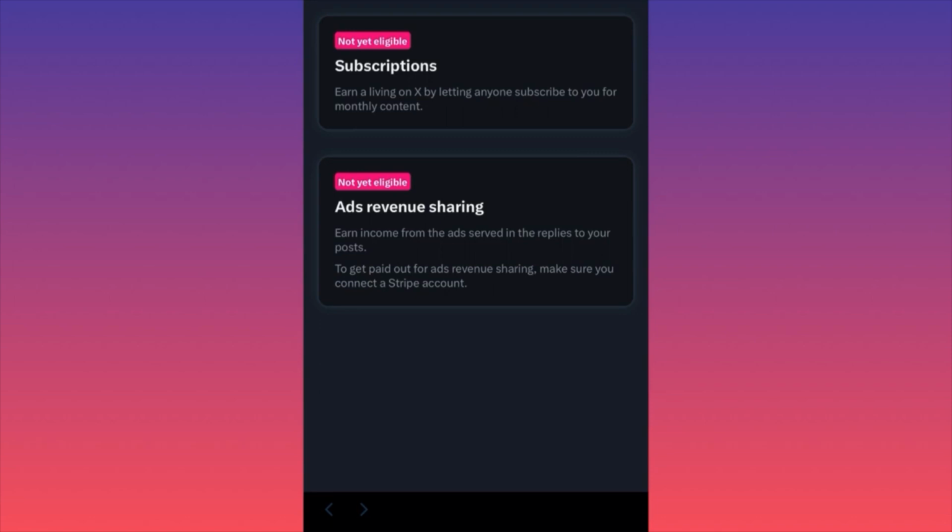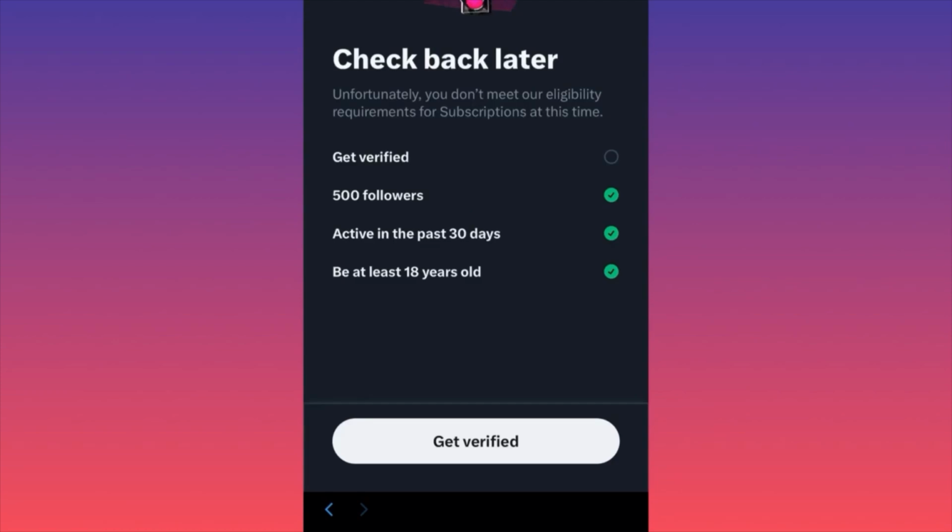But let's click over here, subscriptions. Let's see what the requirements are. First things first, you have to get verified. This means you have to provide a government issued ID.